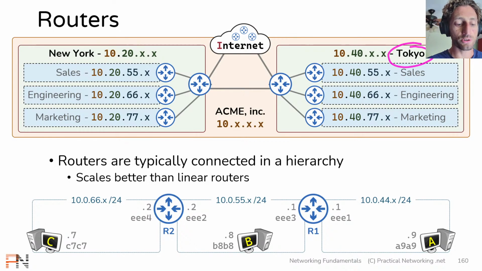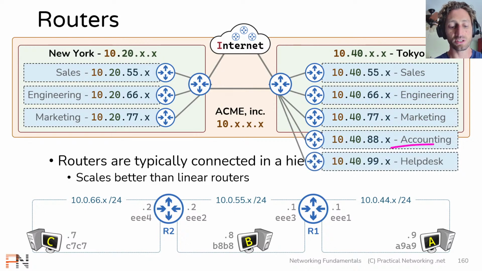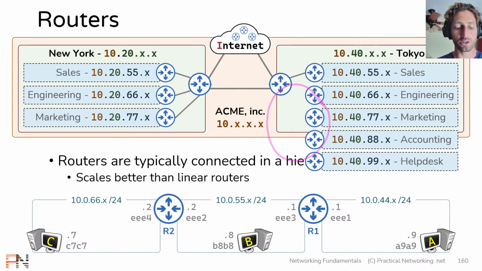Let's say the Tokyo office of the Acme Corporation currently has 3 teams, but let's just say they add 2 new teams, the accounting team and the help desk team. Well, notice in each case, the new team gets its own router, and then that router plugs in to the aggregation router above it. But let's just say for a moment that these routers were not connected in a hierarchy, that instead they are connected linearly in a line.